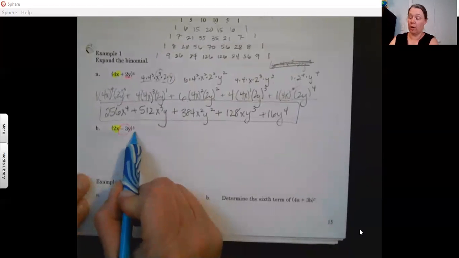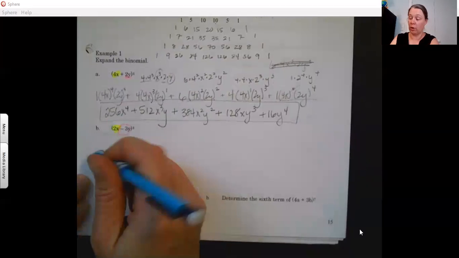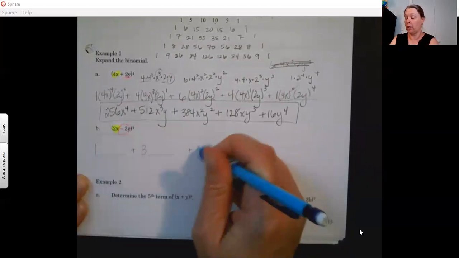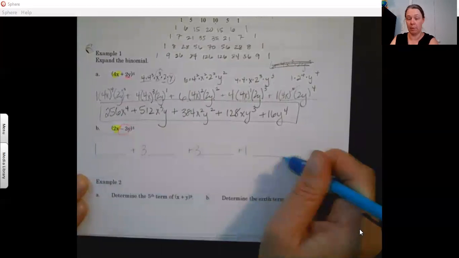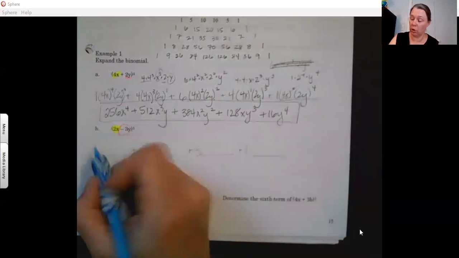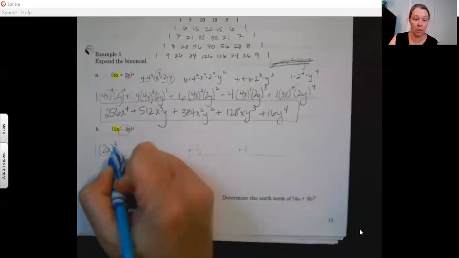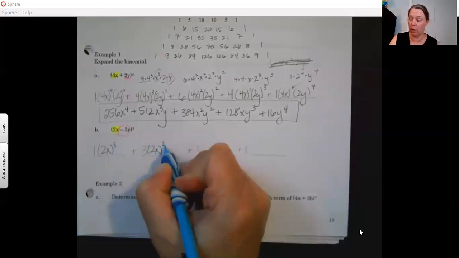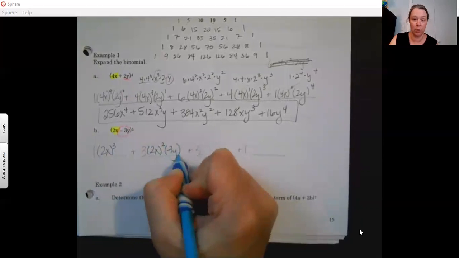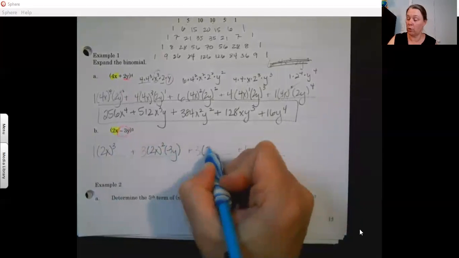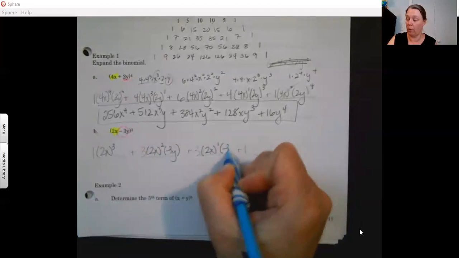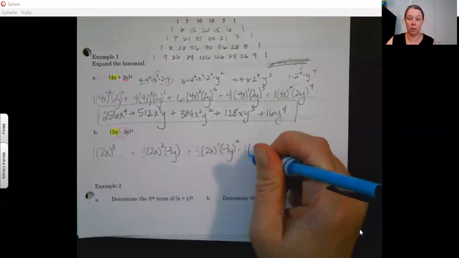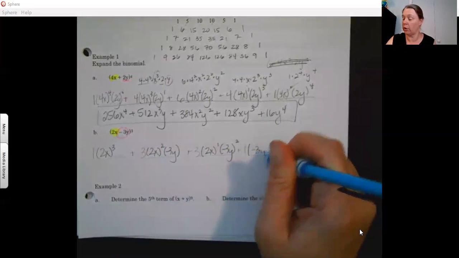This is cubed, so I need to use row 3 from Pascal's triangle. So I have 1 times some stuff, plus 3 times some stuff, plus 3 times some stuff, plus 1 times some stuff. I'm going to take the 2x, going to start it out cubed. No y's in this one. And then here, the 2x is going to be squared, and I'll have a negative 3y to the first in parentheses. Here, my 2x will be to the first, my negative 3y will be to the second. And here I'll have no x term, and I'll have negative 3y to the third.